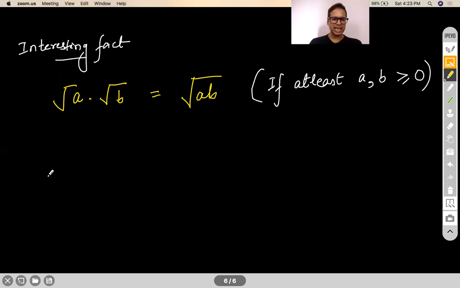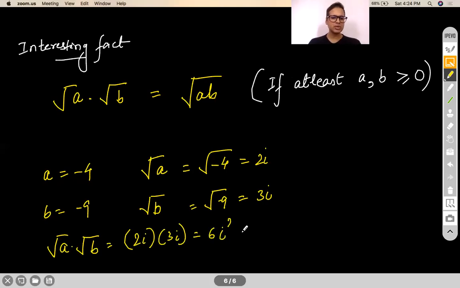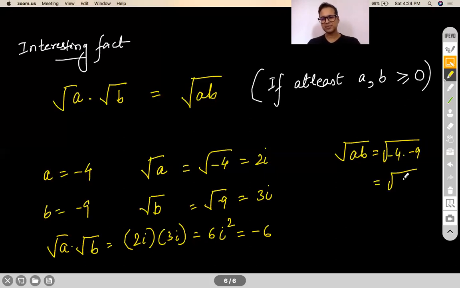Let's say I take a as negative 4, b as negative 9. Under root of a would be under root of negative 4, which is actually 2i. Under root of b will be under root of negative 9, which is 3i. So when you multiply them, you will get 2i into 3i, which is 6i square. 6i square is minus 6. Now, if you claim that this is equal to under root of ab, under root of ab in this case would give you 6. And these two things are not equal.